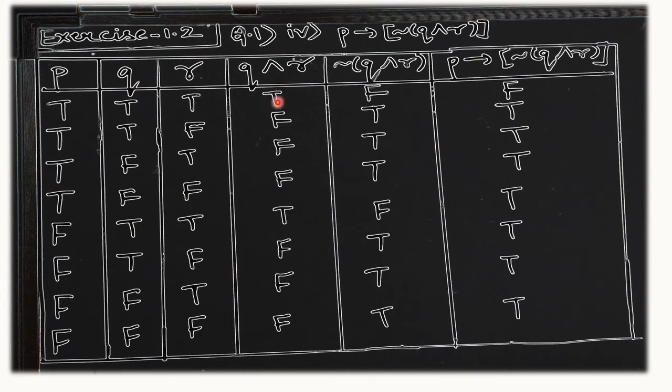So first Q and R. When we are talking about conjunction, only when both are true is it true. In the rest of the cases it will be false. So just check when both are true. In the first case both are true, so it is true. Next, in the fifth case both are true. Only in the first and fifth cases it will be true. Rest of the cases it will be F or false.